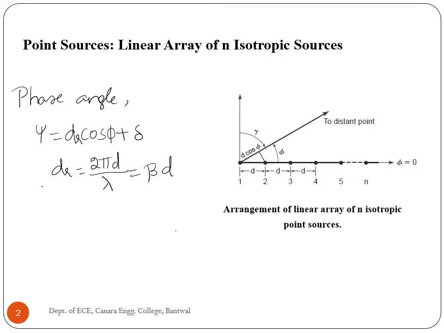If source 1 is taken as a reference, then source 2 will have a phase angle of psi with respect to source 1. Source 3 will have a phase angle of 2 psi with respect to source 1. Source 4 will have a phase angle of 3 psi with respect to source 1, and so on. Source 1 will have a phase angle 0, since we have considered source 1 as reference.